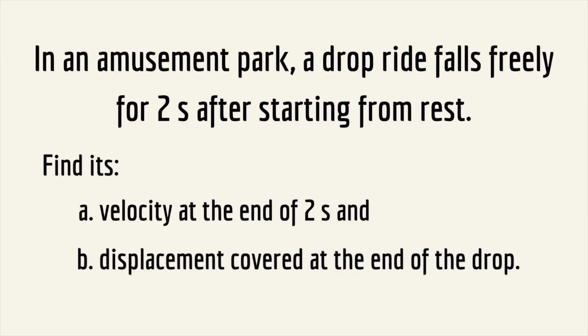Let us now solve sample problem number 1. In an amusement park, a drop ride falls freely for 2 seconds after starting from rest. Find its, letter A, velocity at the end of 2 seconds, and letter B, displacement covered at the end of the drop. To answer the question, we will first write all the given information.